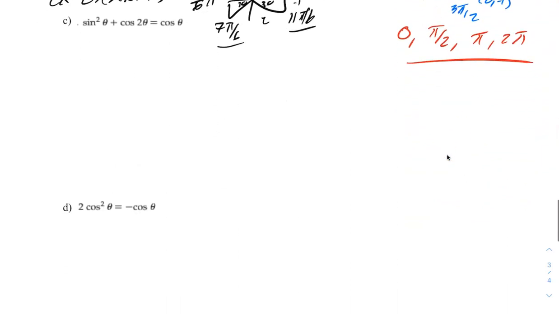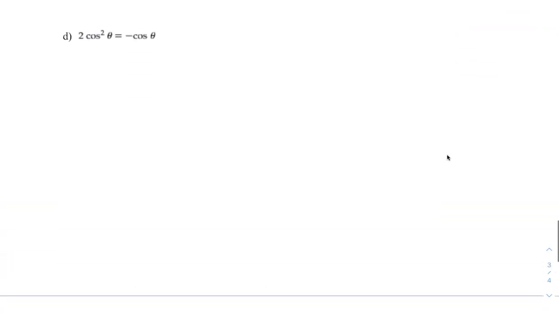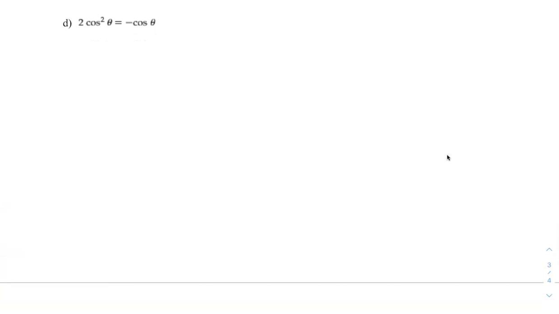Okay, next one. Sine squared plus cosine 2 theta. So it's another double angle formula. Again, we won't have this here. This time I'm going to skip it to save time. Let's do D here.